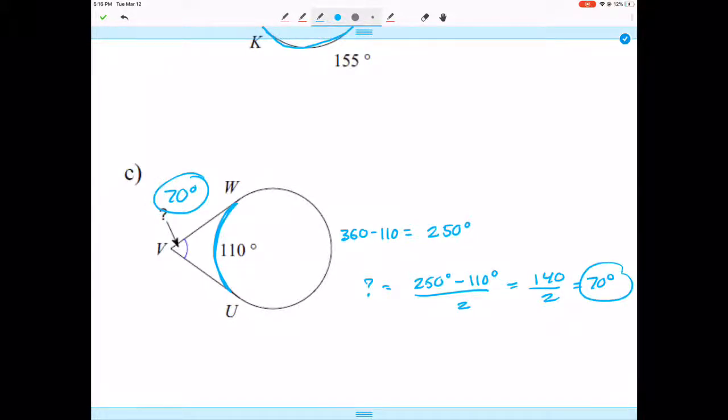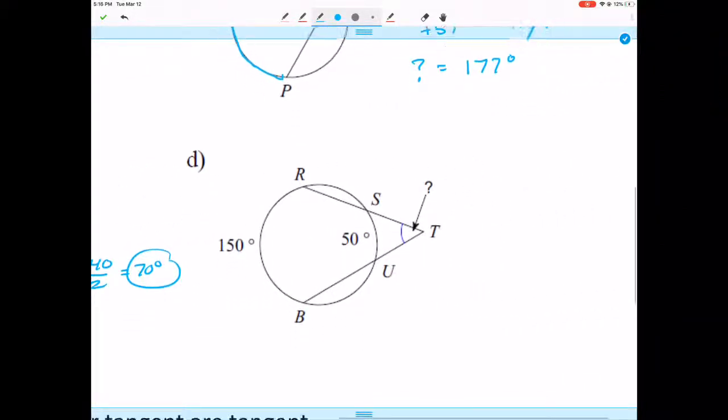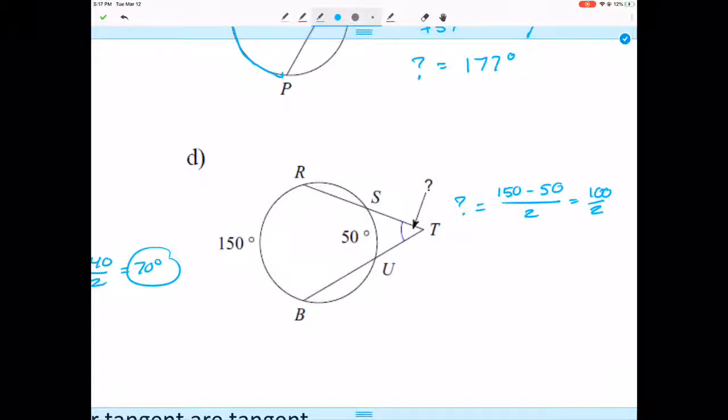All right, next one. Again, feel free to pause if you want to try and do it by yourself. Same thing, we want to find our angle. We know our major. We have our minor. Divide that by 2, that gives 100 divided by 2, which is 50 degrees.